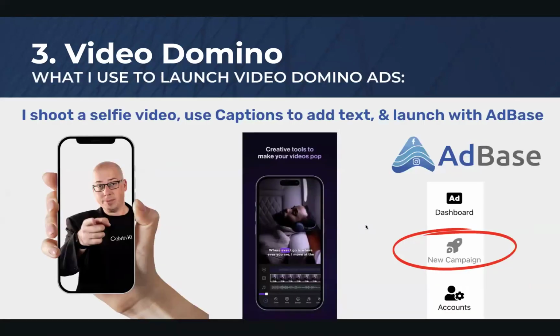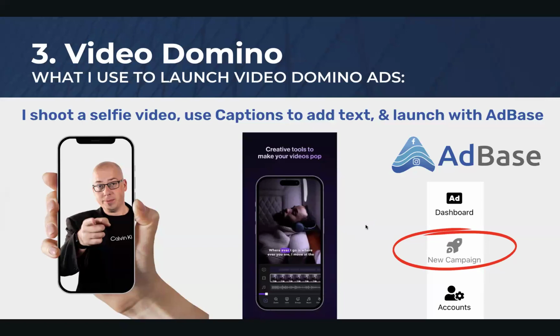So here's how I launch a video domino ad. Are you ready? I'm going to give you the step by step because it's really easy to do and you should definitely take action on this. First, I shoot a selfie video. I literally just pull up my cell phone and I shoot a selfie video on my cell phone. I use an iPhone. Then I upload that iPhone video to Captions, which is an iPhone app. So if you go to the Apple Store, search for Captions, boom, there it is.